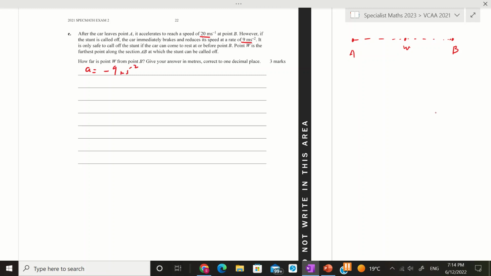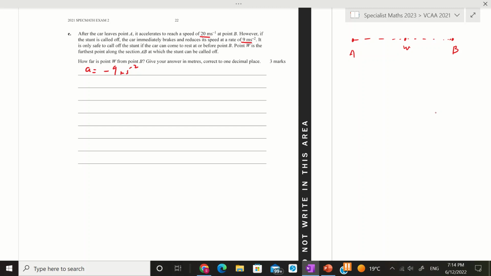We also know that it's only safe to call off the stunt if the car can come to rest at or before point B. And point W is supposedly the furthest point along this section AB where the stunt can be called off. So what we want to do is find out how far point W is from point B. How do we go about doing that?